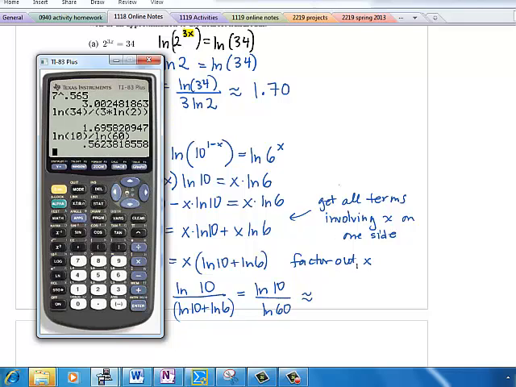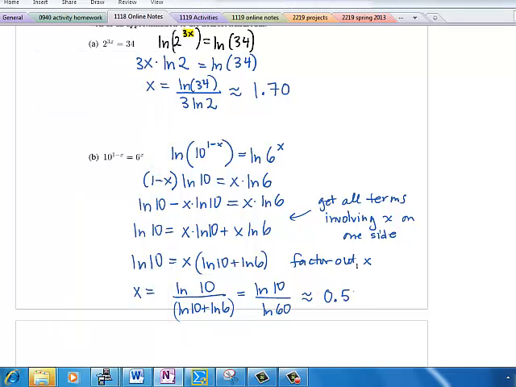Looks like about 0.56 to the nearest hundredth. So here's exact, here's approximate. On this one, here's exact. Either one of these is fine. And here's approximate. But when there's an exponent involving the variable on both sides, we're always going to be wanting to distribute and then move all the terms with x to one side, all the other terms to the other side, and factor out an x to get through it.